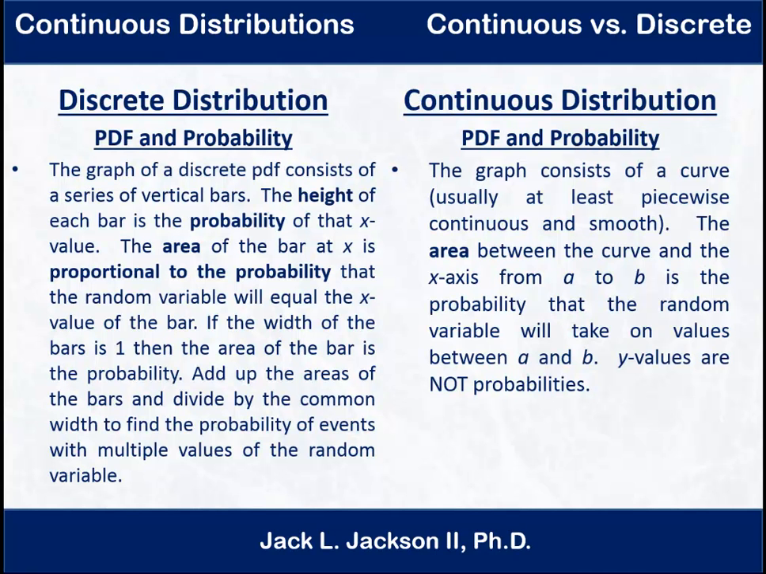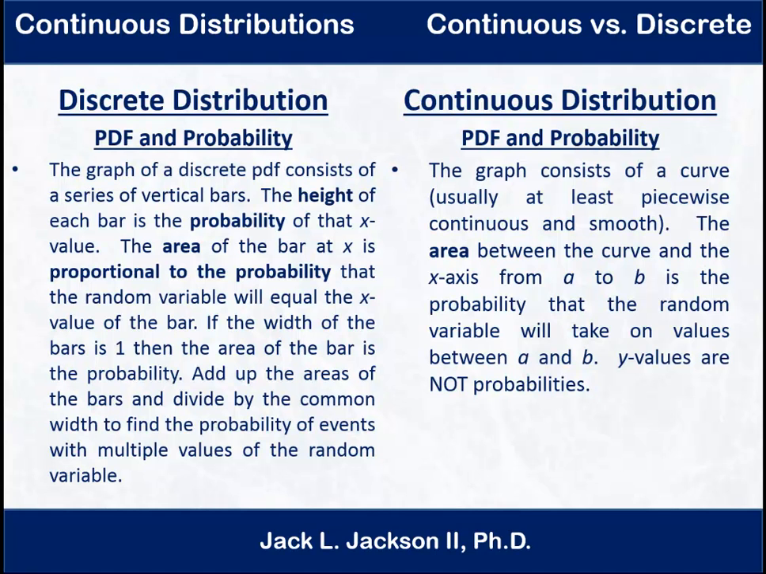So in general, when we're finding probabilities, we can add up the areas of the bars, but if they all have the same width, which they should, then you can divide by that common width to get the probability. Probability is actually the sum of the heights of the bars. But if you remember, the area of a rectangle, of course, is just the width times the height.